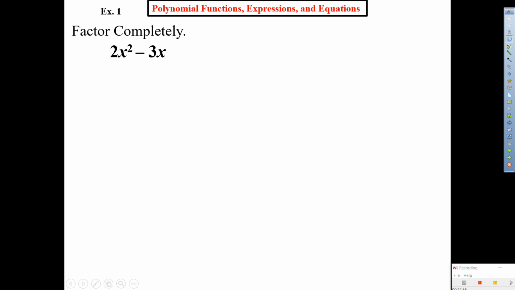Factor completely. 2x squared minus 3x. So this skill, guys, is basically something you already saw in Algebra 1, but I'm bringing it back because we're about to build up from there, but I'm just taking it slowly, step by step, so you guys can see the process. Here we go.